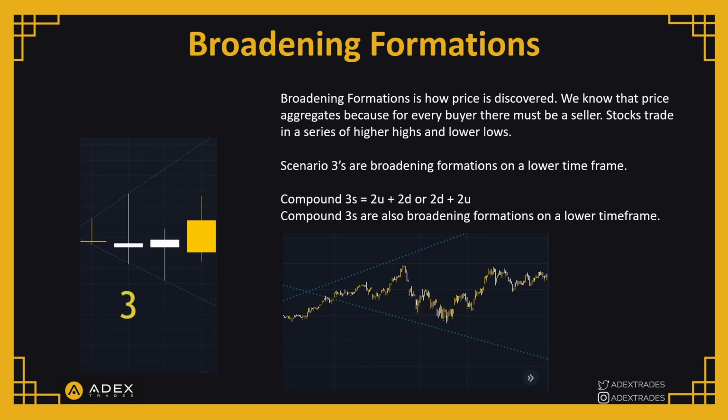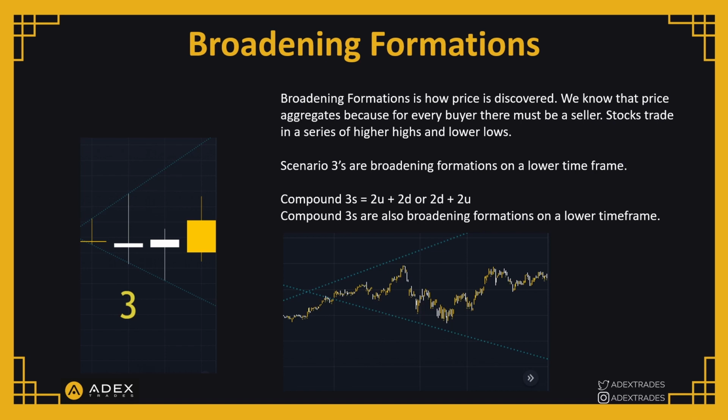All right. So broadening formations. Broadening formations is how price is discovered. We know that price aggregates because for every buyer, there must be a seller. Okay. Price moves in terms of aggregation, and it moves in a series of higher highs and lower lows.